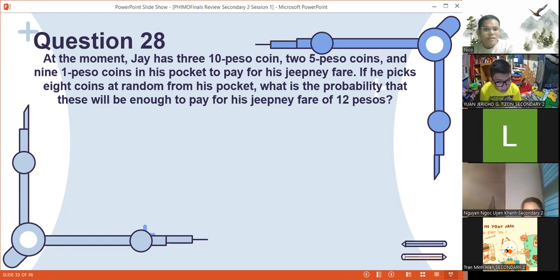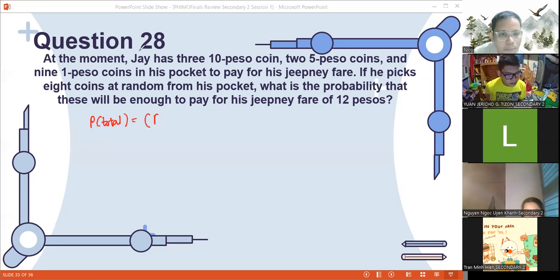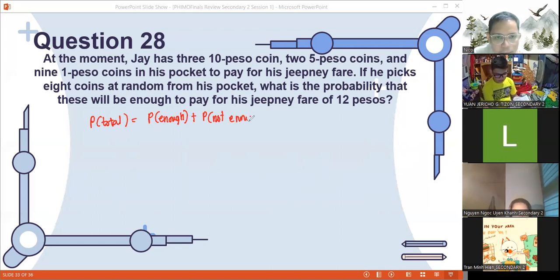So the jeepney fare is 12 pesos, right? So the total probability is equal to the probability of enough plus the probability of not enough. Okay? So it's basically the same with what we answered last time, right? So you want 12 pesos. So what's the worst case scenario here?